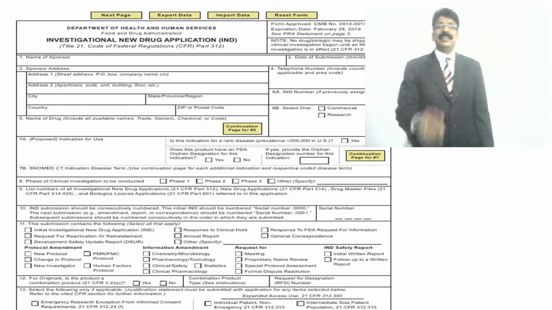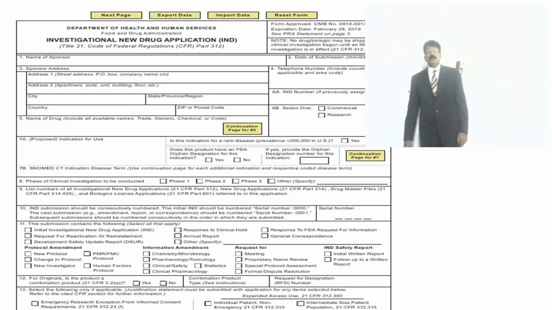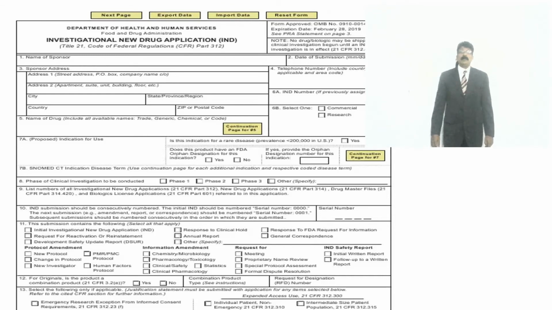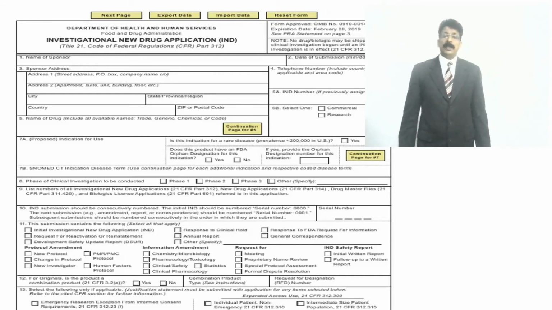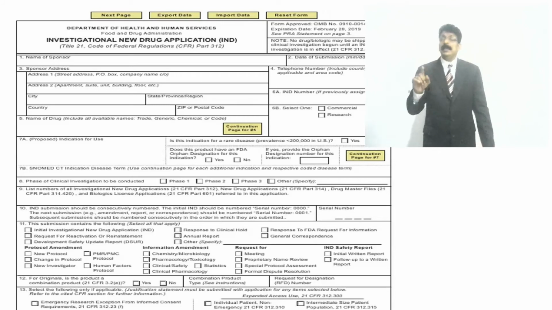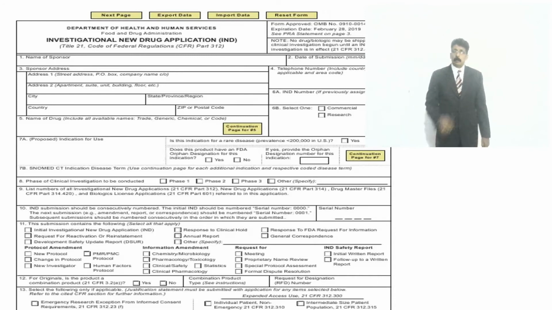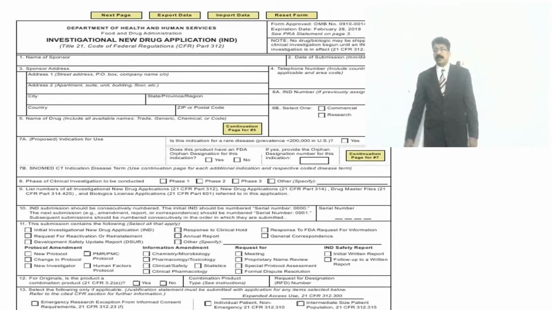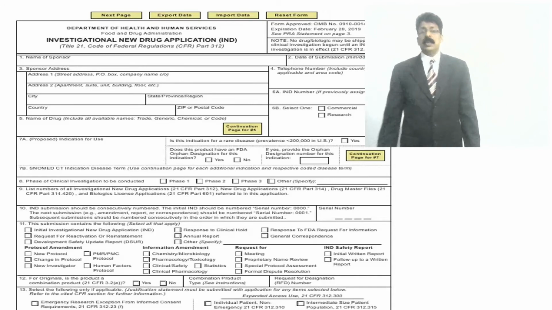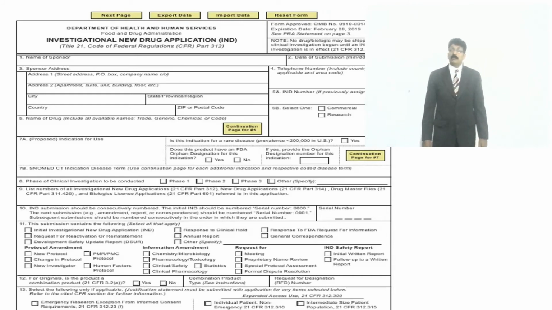There is the IND, investigational new drug application, and the NDA, new drug application. ANDA is also there, the abbreviated new drug application. We'll discuss these abbreviations and the details, and what the difference between them is.